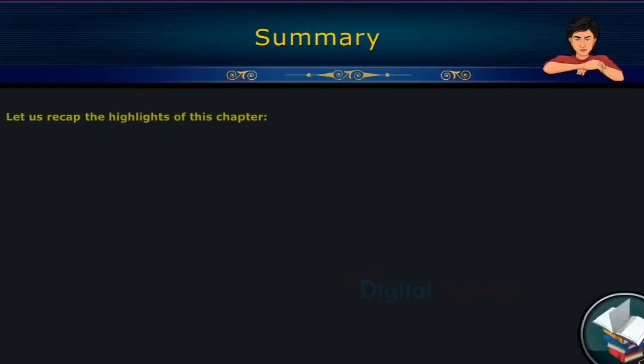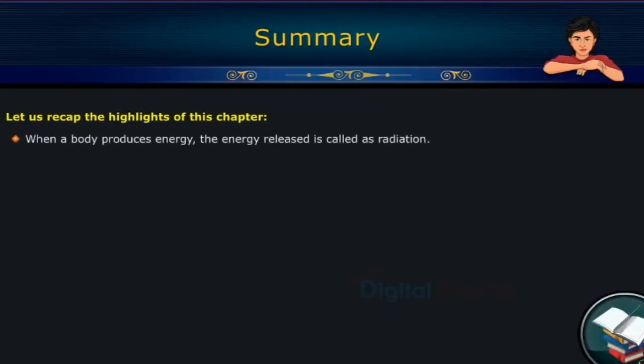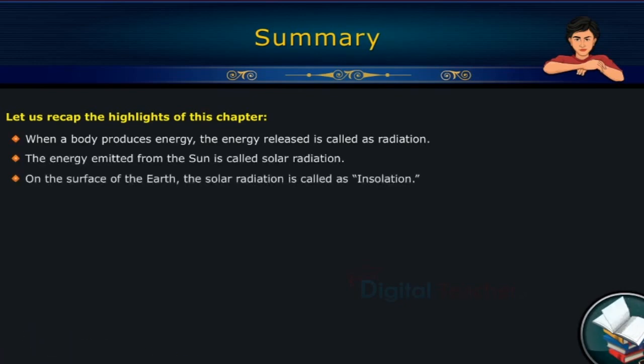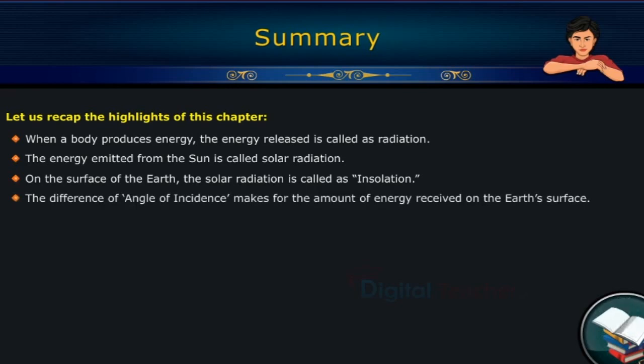Summary. Let us recap the highlights of this chapter. When a body produces energy, the energy released is called radiation. The energy emitted from the sun is called solar radiation. On the surface of the earth, the solar radiation is called insolation. The difference of angle of incidence makes for the amount of energy received on the earth's surface.